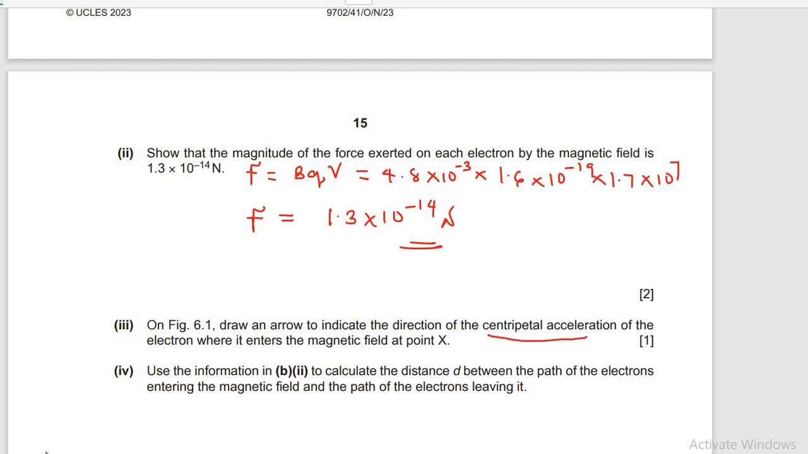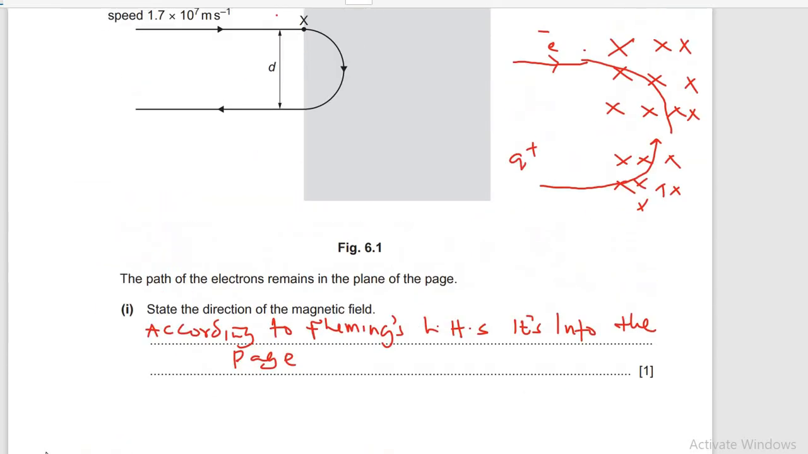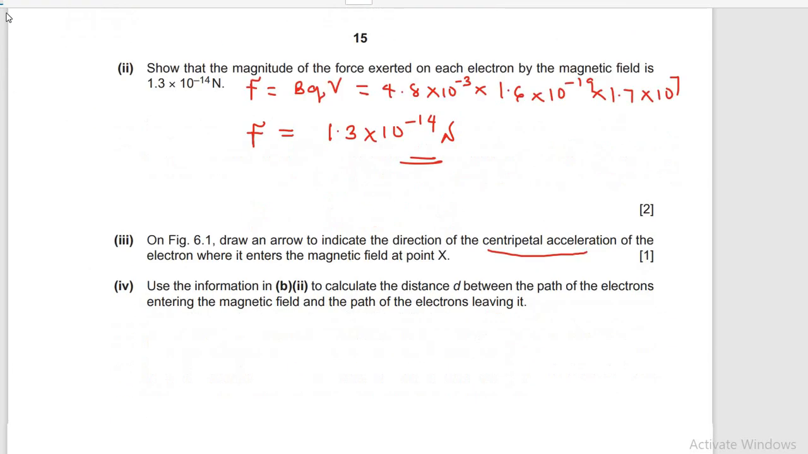On figure 6.1, that's the previous figure, draw an arrow to indicate the direction of centripetal acceleration of the electron when it enters the magnetic field at point X. So since the force is downward, it's like this, as if you're on a circular path. Draw an arrow to indicate the direction of centripetal acceleration. The acceleration is downward, toward the center of the circle. Centripetal acceleration is downward, so that's it. That's centripetal acceleration, a_c.